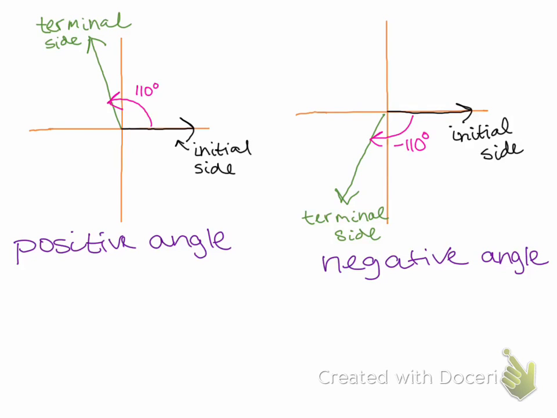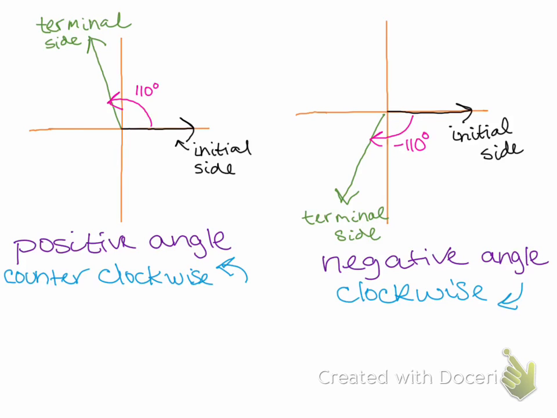Okay? What makes it positive? What makes it negative? Well, notice on the positive, it starts on top of the initial side, and it goes counterclockwise. Notice the negative angle starts on the bottom of the initial side, and it goes clockwise. Those are important differences that we're going to need to remember when we're drawing our angles today.